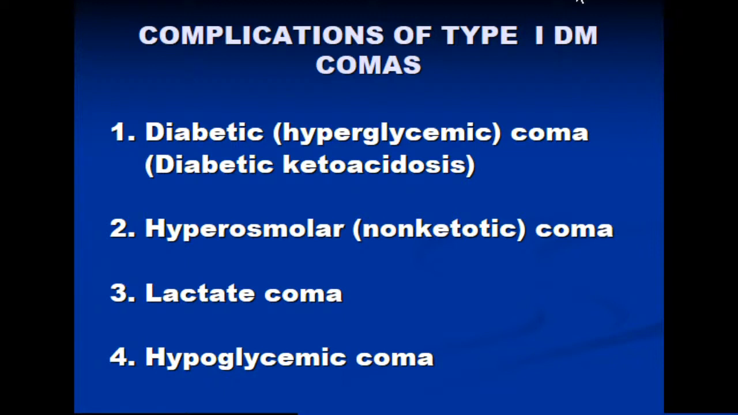Students, we continue our lecture. Now we will consider acute complication of diabetes mellitus. Acute complications are comas. There are following: diabetic hyperglycemic coma, diabetic ketoacidosis, hyperosmolar non-ketotic coma, lactate coma, and hypoglycemic coma.